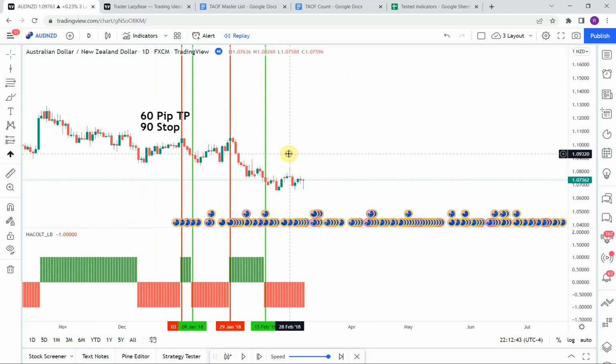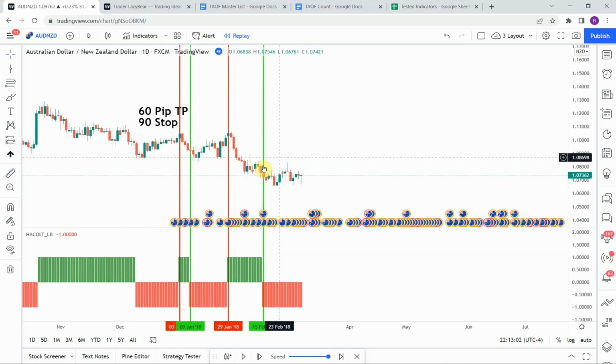All right, so the next signal that we pick up is also a long signal here. Just like before, we get this long signal, and almost immediately, the very next candle, we get a push to the downside, and it continues to push down really heavily there, stopping us out on that long there.